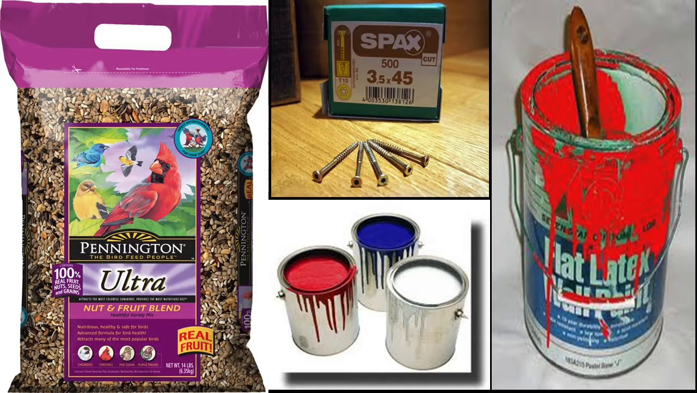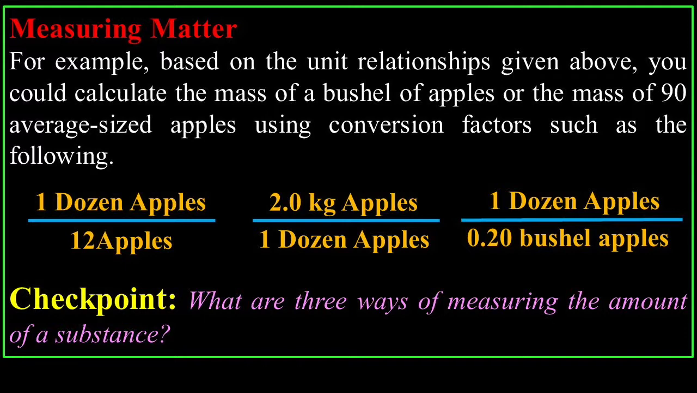Here is birdseed. It's sold by a bag, okay, that is dry weight. You can see down in the lower right-hand corner, you have volumes of paint. You have count of screws. So there's different ways of buying things and packaging things, etc.